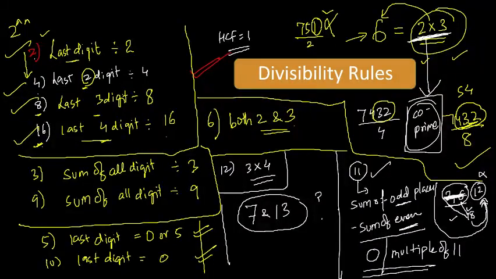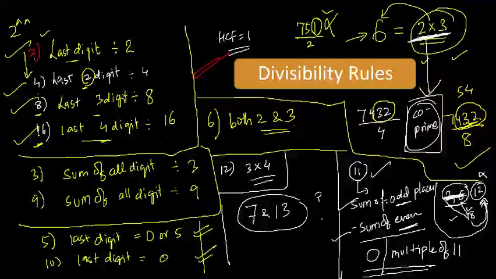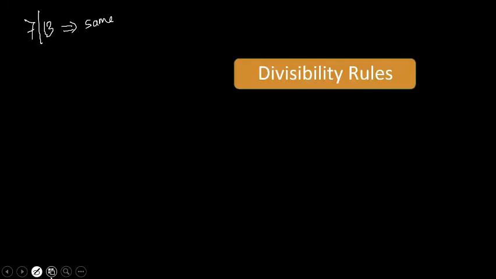For 11, just add alternate numbers. Odd को अलग add करिए, even को अलग add करिए. Take their difference. Sum of odd positions minus sum of even positions. That should come 0 or a multiple of 11. I hope it is clear, right?